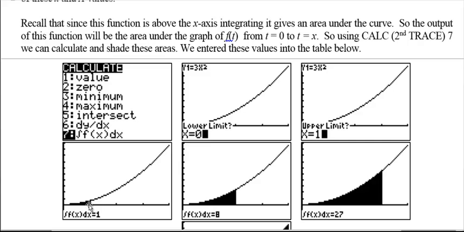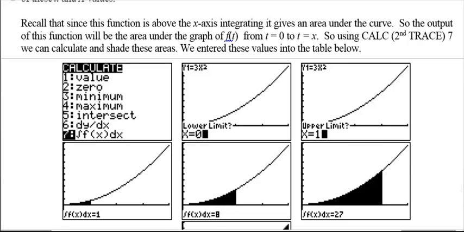Now normally we would want to clear this drawing out by hitting draw, which is second program, and then the first option, clear drawing. But in this case we're just going to be shading over the same area, so we can skip that if we want. Then we do this for 2, 3, and 4. When we do it for 2, we do second calc, second trace, push number 7, and when it asks for a lower limit, this time put 0 again. For the upper limit, instead of 1, put 2 there. It's going to shade a bigger piece, and it gets a bigger area of 8.